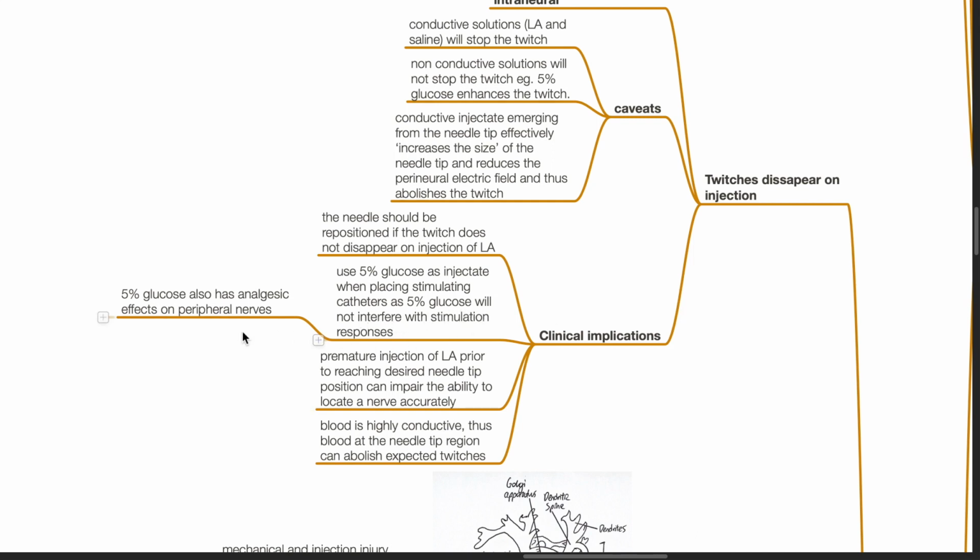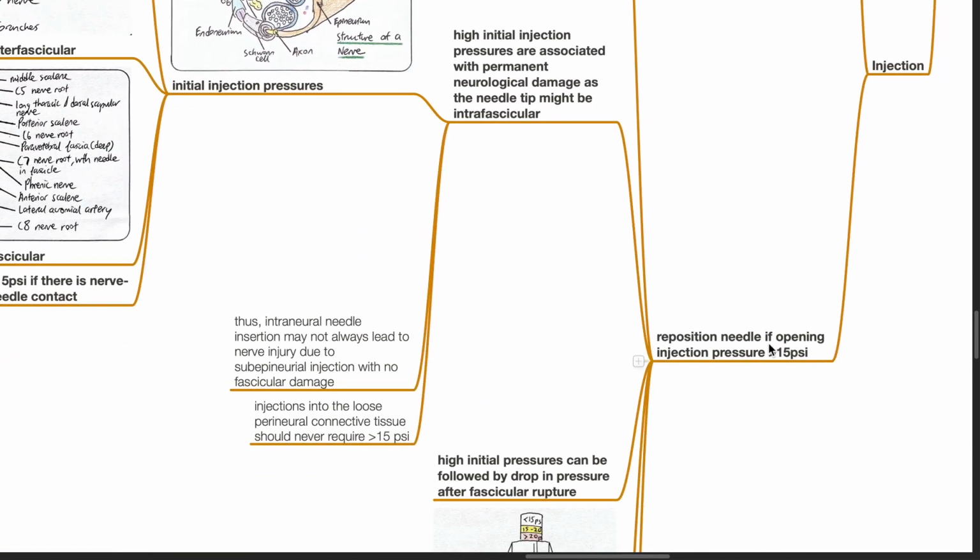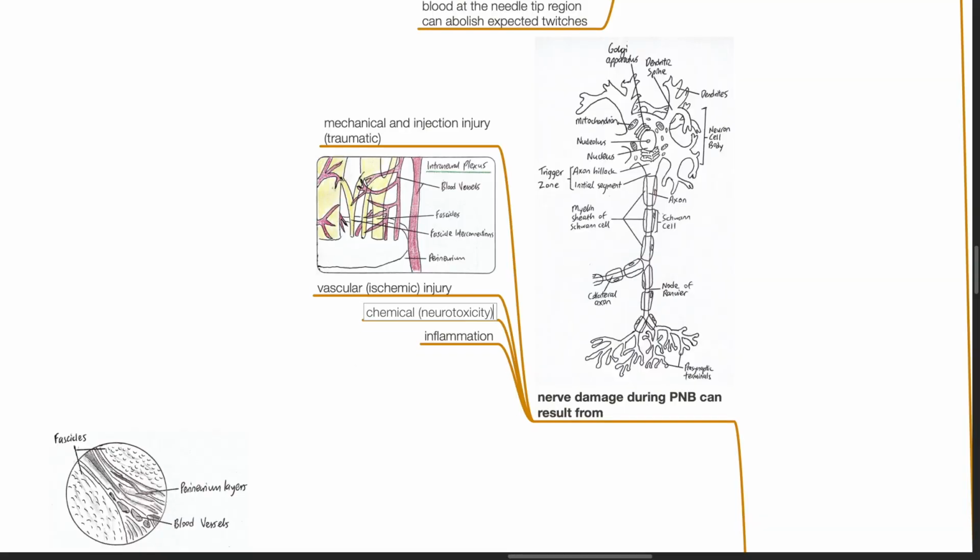Premature injection of LA prior to reaching desired needle tip position can impair the ability to locate a nerve accurately. Blood is highly conductive, thus blood at the needle tip region can abolish expected twitches. Reposition needle if opening injection pressure exceeds 15 psi. Nerve damage during peripheral nerve block can result from mechanical and injection injury, vascular injury, neurotoxicity from chemicals, and inflammation.